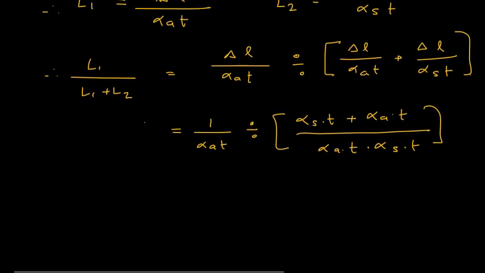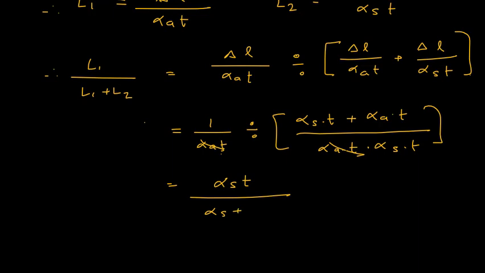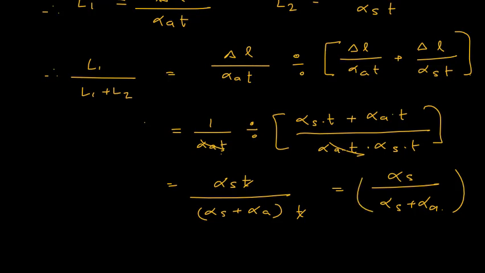Okay, so this is equal to alpha A into T. From here and from here we cancel, and then this 1 divided by this, it will become alpha S into T divided by, here we take T common, so it is alpha S plus alpha A into T. This T and T will cancel, and the final answer is alpha S upon alpha S plus alpha A. So this is the value of L1 upon L1 plus L2.